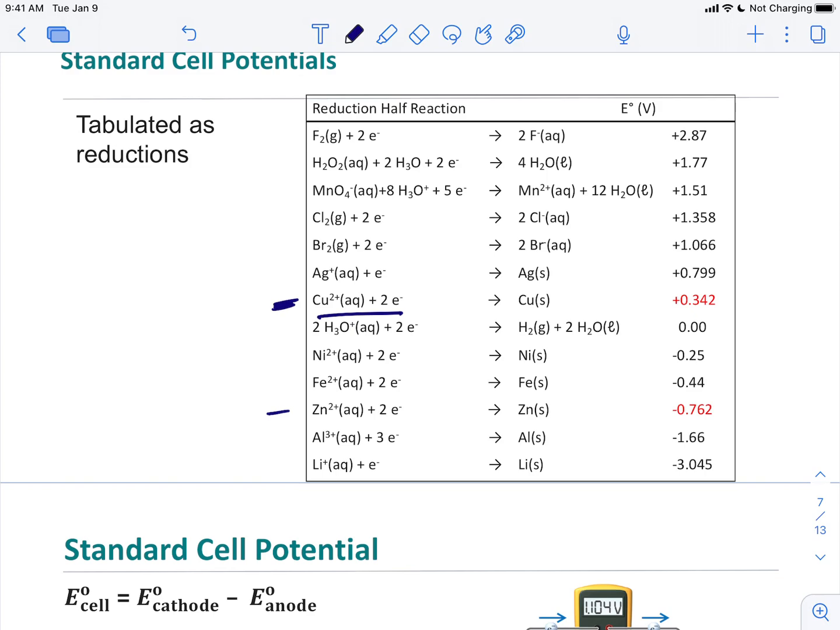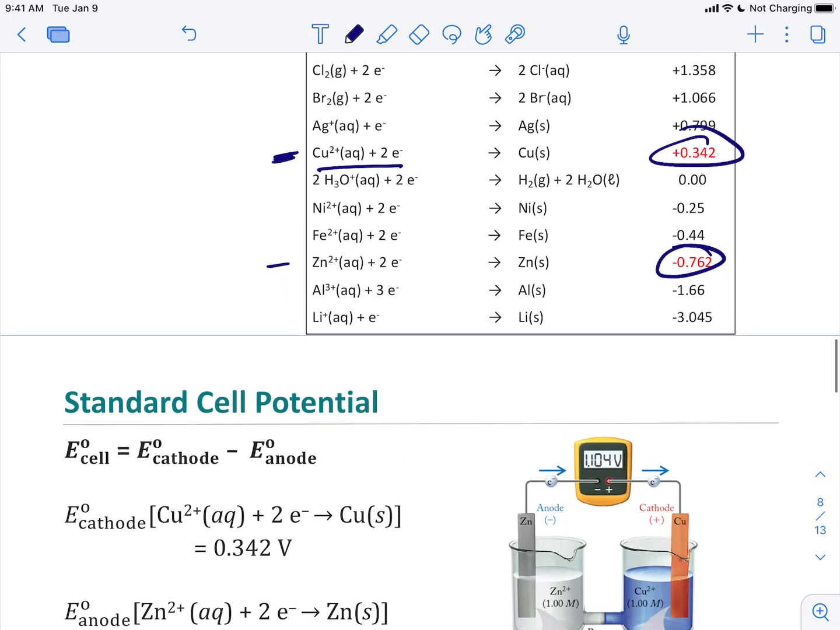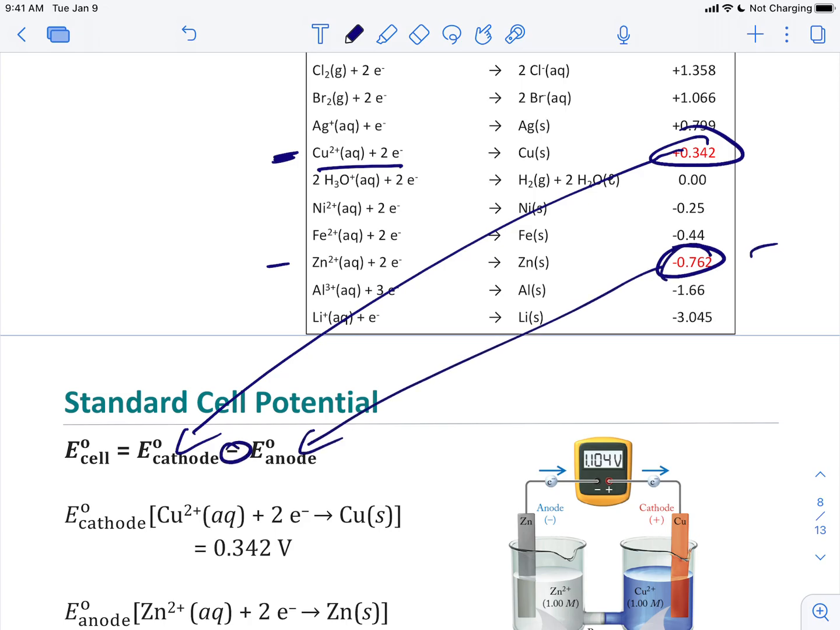And now what you do is you take these values directly from the table, stick them into the cathode and anode, oxidation at the anode, so zinc. What the negative sign does is basically flip this, because we're flipping the reaction. It's not going to proceed in this direction. It's going to proceed in this direction, which means the sign has to be opposite, just like delta G or delta H or delta S.